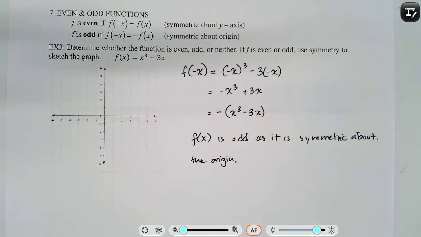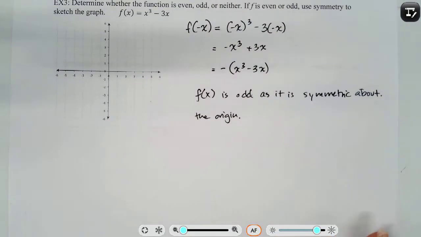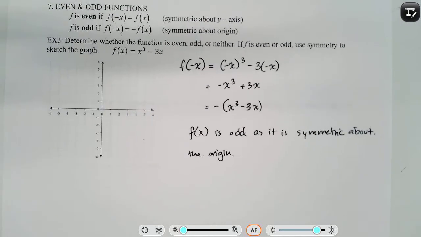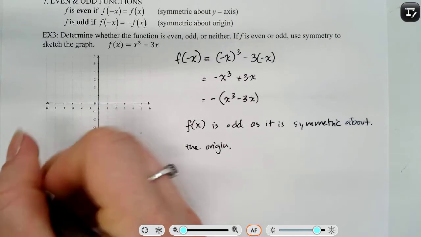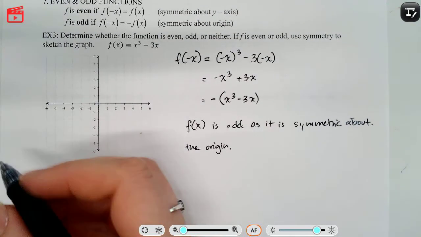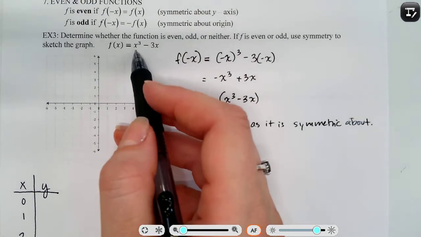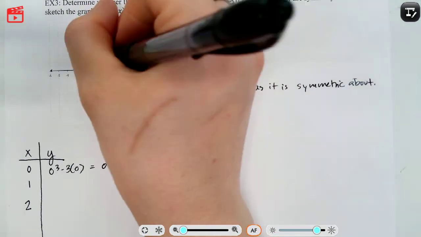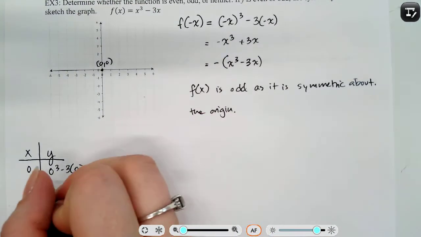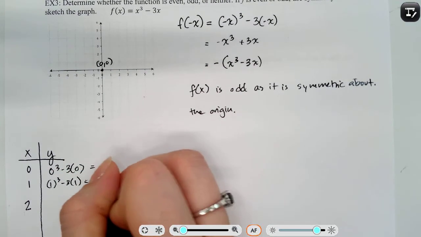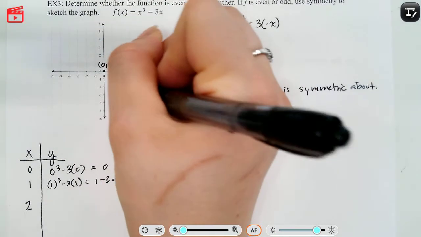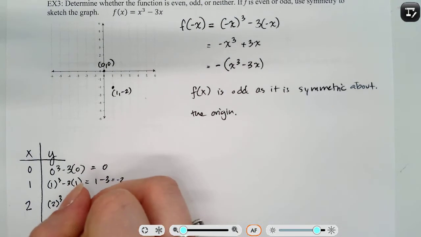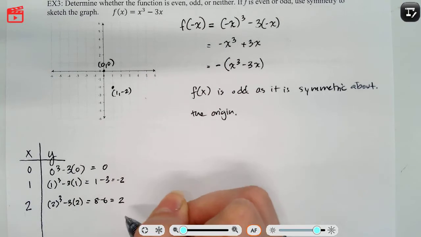Okay, so let's go ahead and plot some points. So I'm going to go ahead and pick the positive x values and then graph these. So we'll go with 0, 1, and 2. Plugging in 0 to our function, that's going to be 0 cubed minus 3 times 0, which is going to be 0. So 0, 0. Okay, plugging in 1, that's going to be 1 minus 3, which would be negative 2. So I have 1, negative 2. And then 2, I'm going to have 2 cubed minus 3 times 2, which will be 8 minus 6, which is positive 2. So 2, 2.